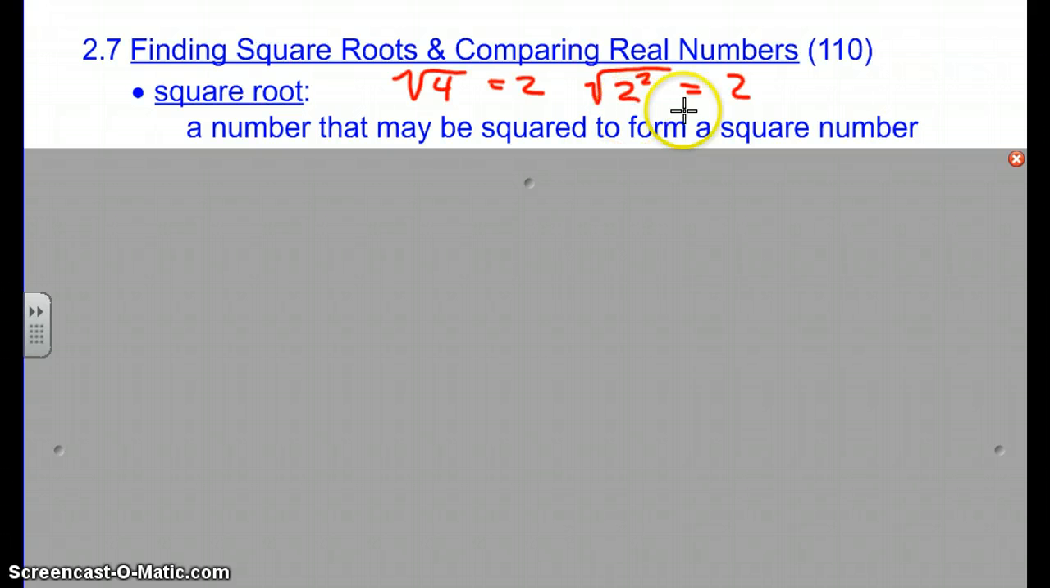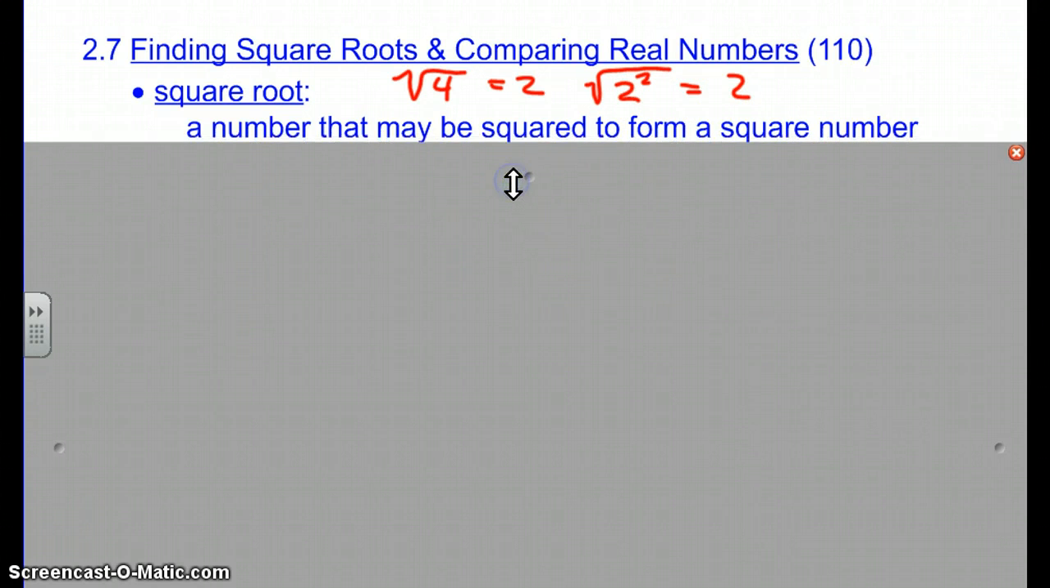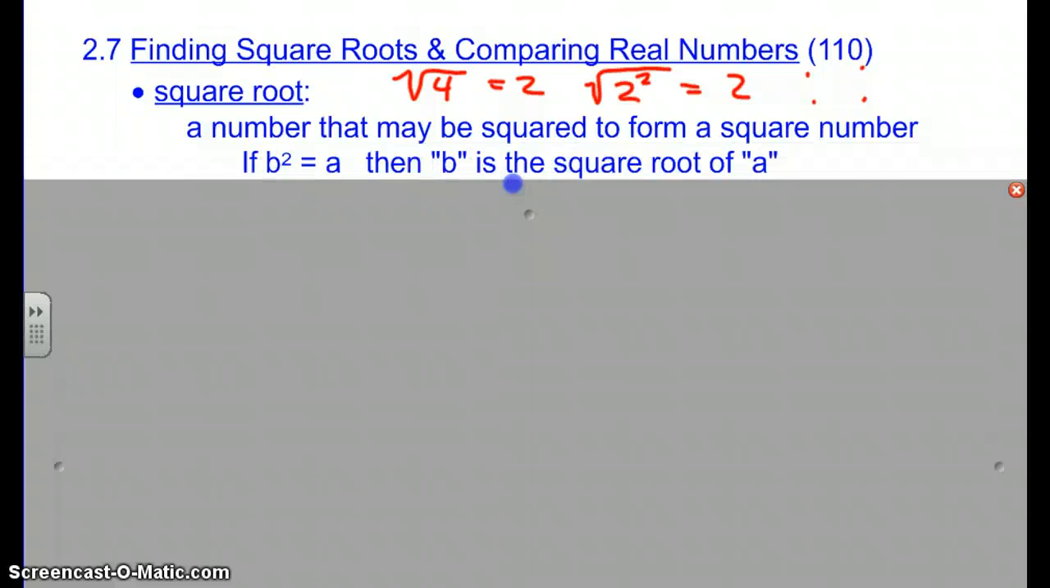2 can be squared. 2 squared forms a square number. Isn't that interesting? A square number is a number that we can even show as a square. 1, 2, 3, 4. Oops, it's a slanted square. I'm kind of out of calibration. Let me try that again. 1, 2, 3, 4. All perfect square numbers could be diagrammed that way with a bunch of dots in a perfect square where base and height are the same. Okay? So, if b squared equals a, then b is the square root of a. It's a little bit of a tricky rule, isn't it?